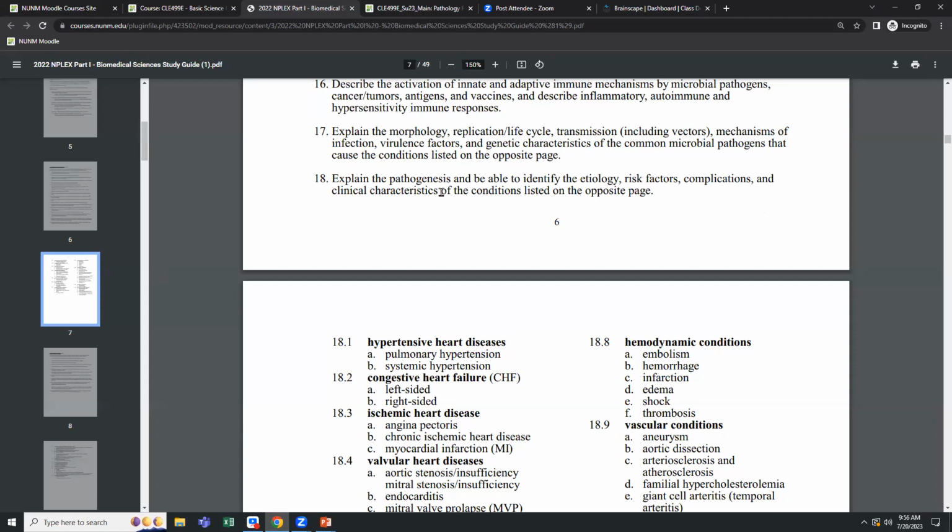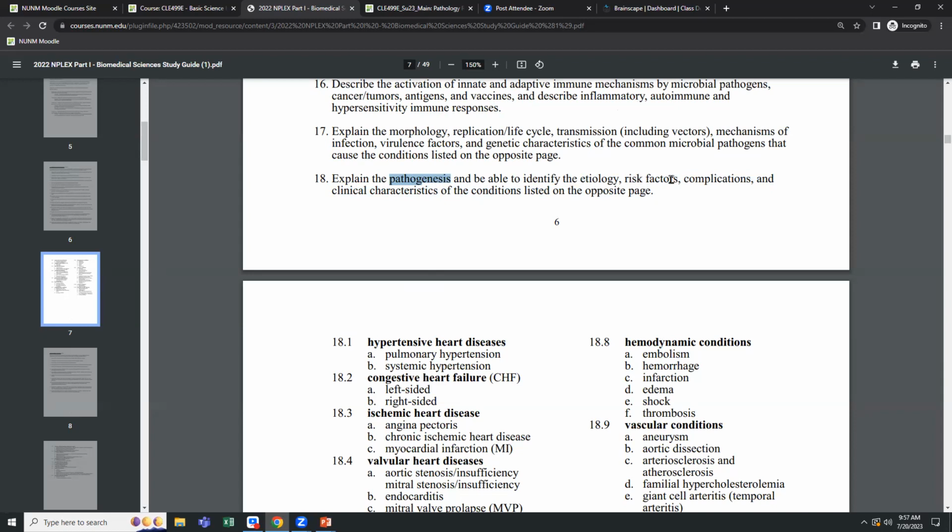When we're dealing with pathology for the NPLEX 1, these are the things they expect you to know. This is from the study guide that I posted online. This is the 2022 study guide, but like I said, it's pretty close to 2023. They want you to be able to understand the etiology, the risk factors, the complications, the clinical characteristics, and most importantly, the pathogenesis. So how is it presenting from a cellular or physiologic level? So it does not ask about diagnostics, lab results, treatments, imaging, things like that. Really, it's pathogenesis. Those are cellular changes or things that we need to know.